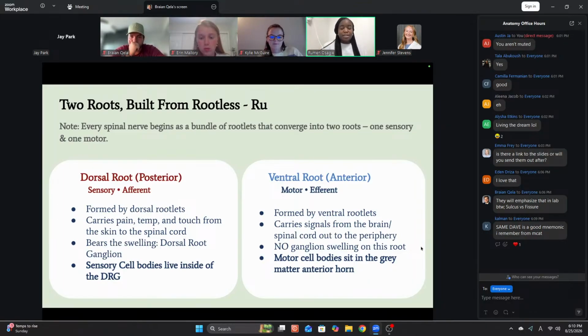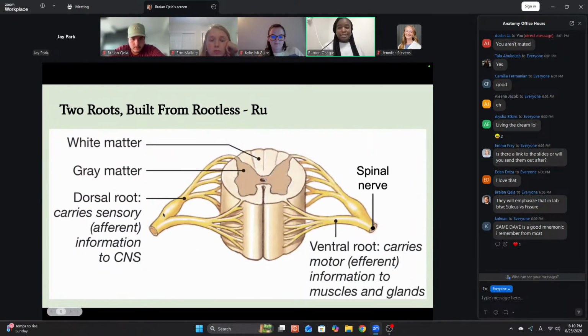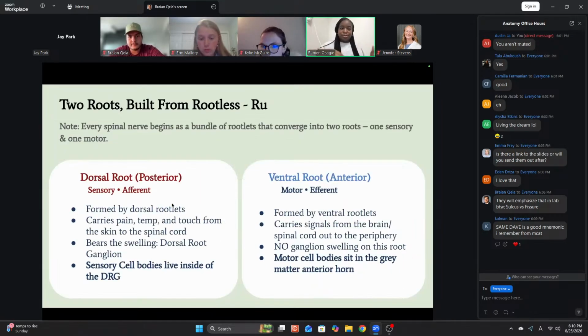And, oh, I didn't talk about this, it also has the dorsal root ganglion. The dorsal root ganglion, I like to think of ganglion as like a gang of cell bodies. Thank you, Brian. So that's the dorsal root ganglion, and it's located on the dorsal root. Get it? Ganglion, dorsal root, okay, cool.